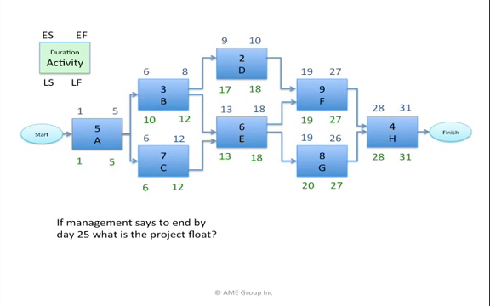The last question we'll look at today for this example. If management says to end the project by day 25, what is the project float? The way I like to visualize this, management is saying activity H needs to end by day 25. To calculate float, late finish minus early finish, 25 days minus 31 days equals a negative 6 days.